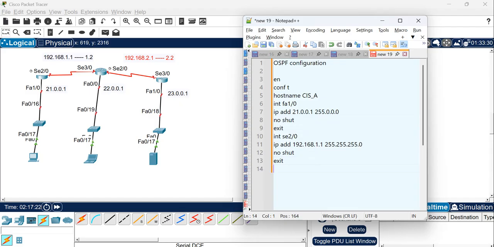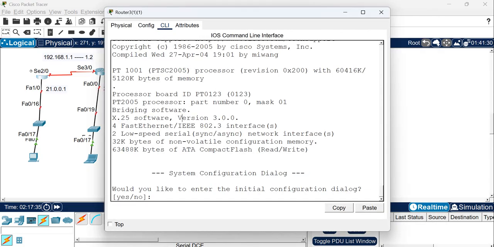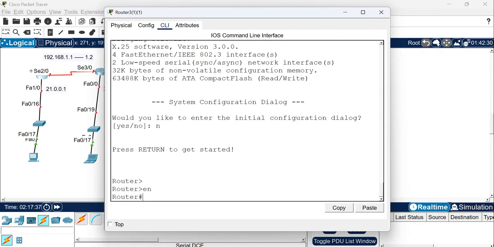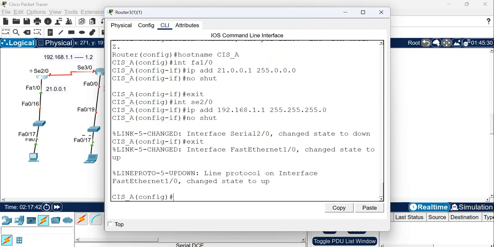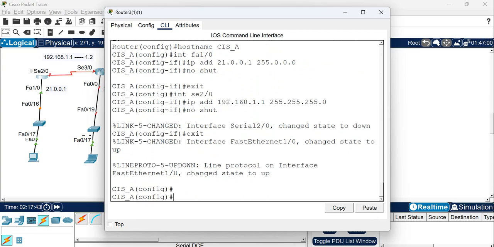Now I'm going to configure OSPF. Let me configure router OSPF on the router. So first I will copy this. Let me go to this router, enable, then I'm going to paste. So it is pasted.